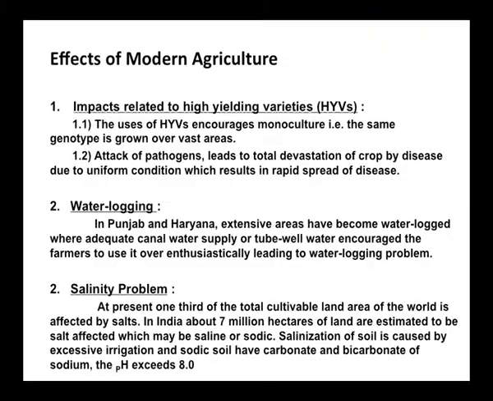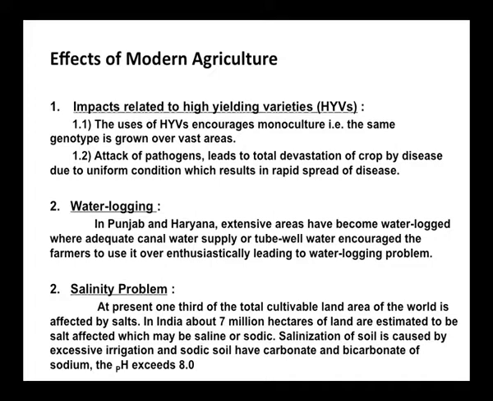Next is waterlogging. In Punjab and Haryana, extensive areas have become waterlogged, where adequate canal water supply or tube well water supply encourages the farmers to use it over-enthusiastically, leading to the waterlogging problem. That is what happens in many places. The concept of 'if you give them an inch, they take a mile' applies. They do not know where to stop. If something is in abundance, we have a tendency to utilize it, not thinking of the future, or not thinking of, let's keep it now, we'll use it at a later date.